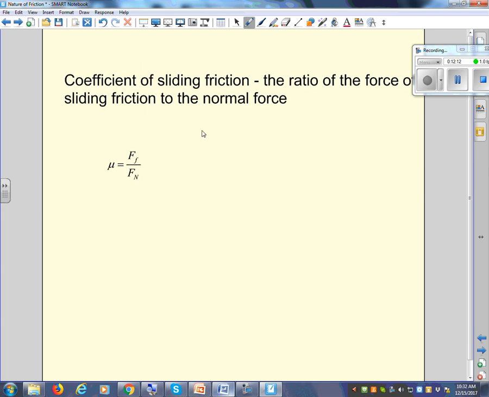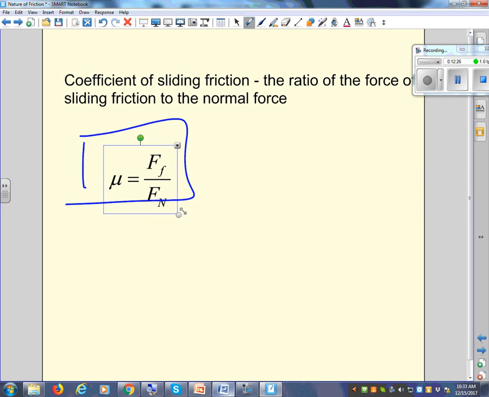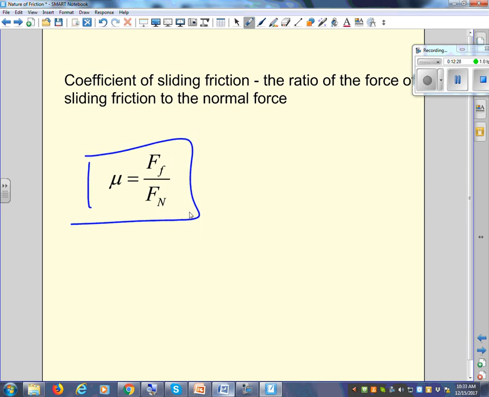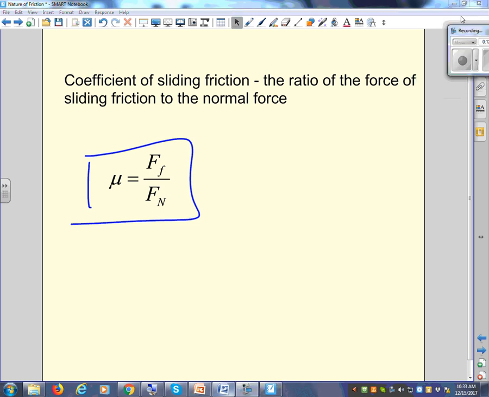Now, here's something you've never seen before. You need to write that down. Even if you haven't written a thing down, you need to write this one down. Okay? It's called the coefficient of sliding friction. It is the ratio of the force of sliding friction to the normal force. And this is how you write it.